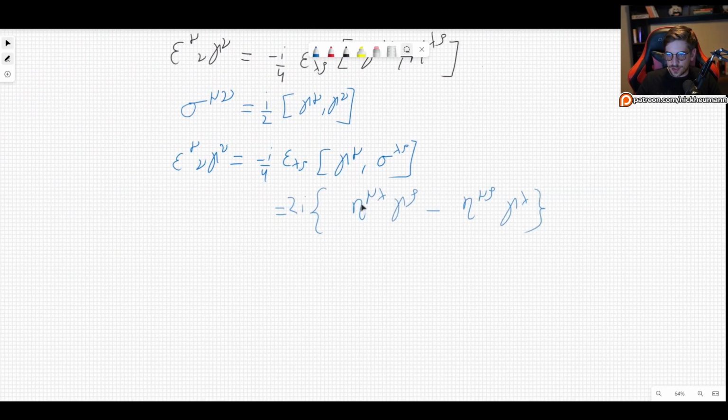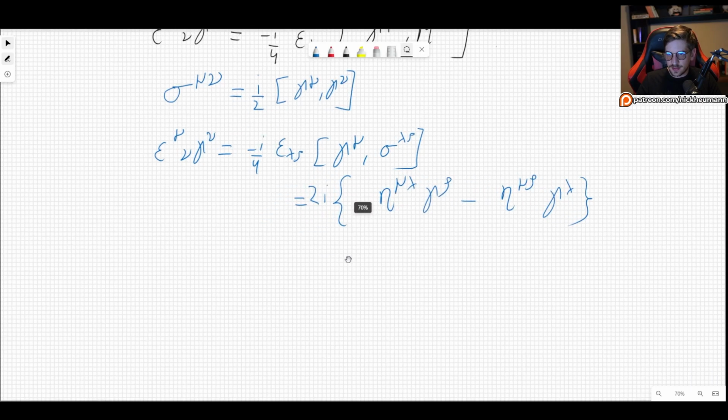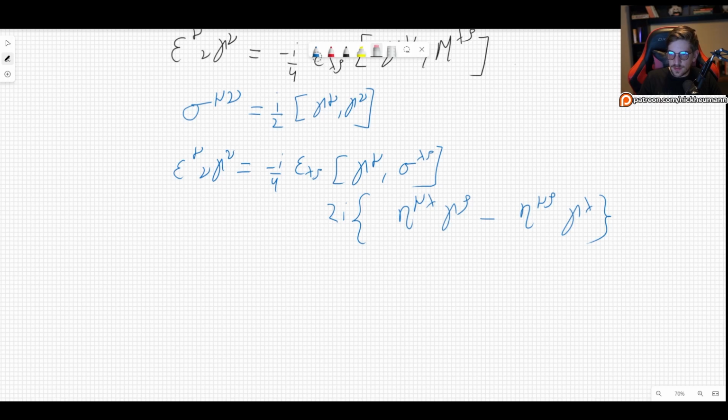So that is this anti-commutator, right? So that anti-commutator is that. Okay, so this is equal to minus i over 4 epsilon lambda rho times 2i times all of this. So here the i's cancel out, they will give us another minus, which will turn that into plus, and then we have 1/2, and then epsilon lambda rho times these things. So epsilon lambda rho times eta mu lambda, we have lambda in both of them, so it's going to end up raising the lambda and turn it into a mu, so epsilon mu rho, right? So that's this one, just raised this index.